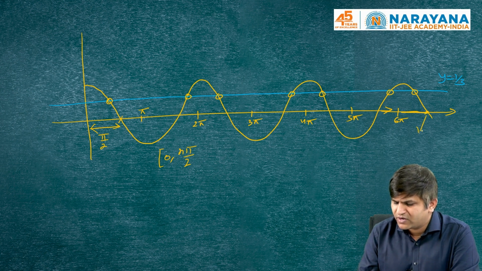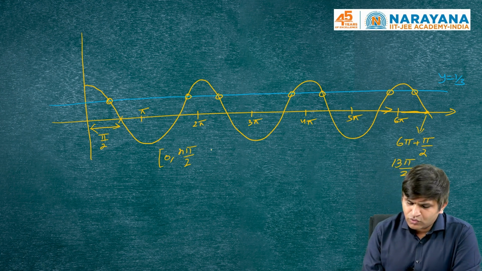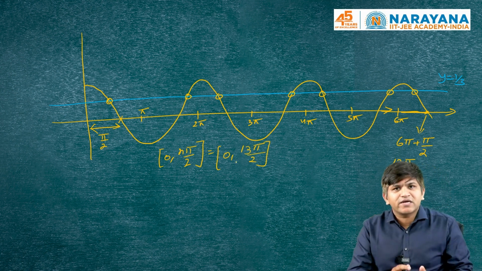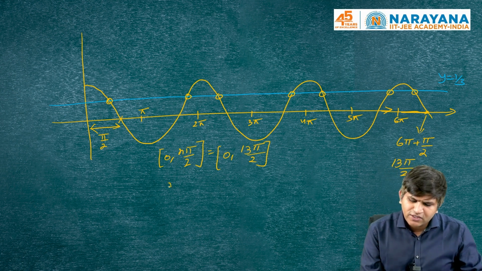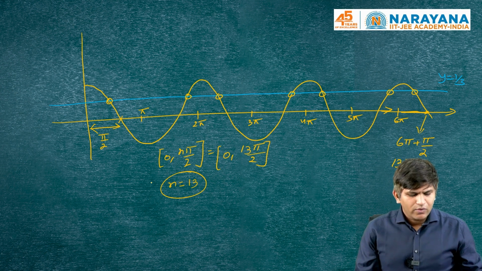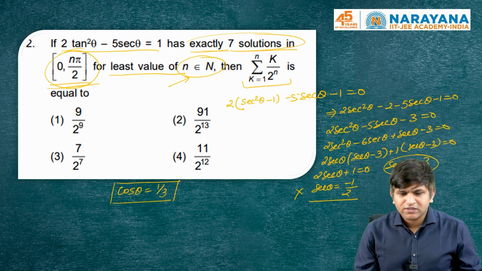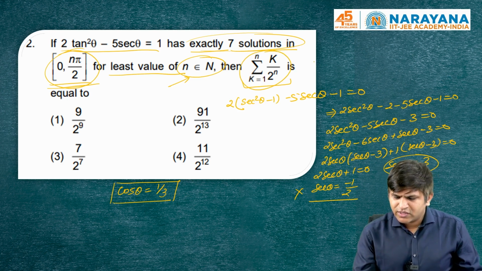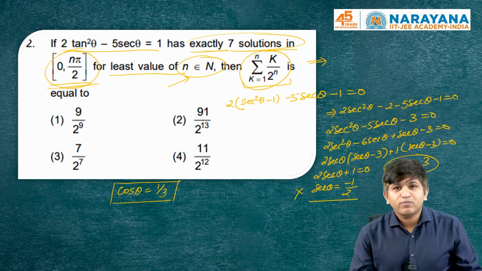So this point will be 6 pi plus pi by 2, that is 13 pi by 2. Correct? So now we have the interval 0 to 13 pi by 2, in which we are getting exactly 7 solutions. So from here we can straightforwardly say that the value of n is 13. Okay, now going back to the question, what they are asking after this is the sum of this series. So nothing is there, we just have to put the value of n, and the value of n is 13.